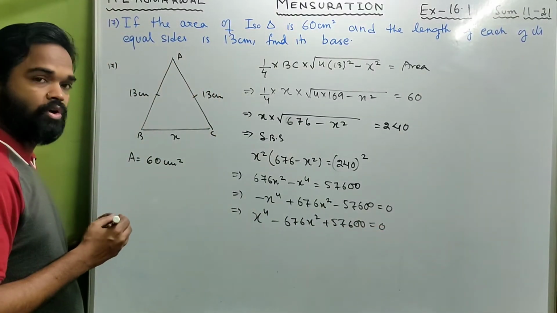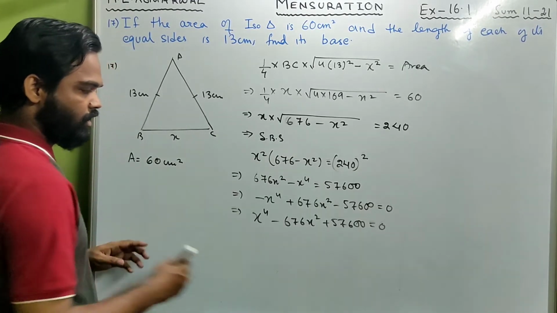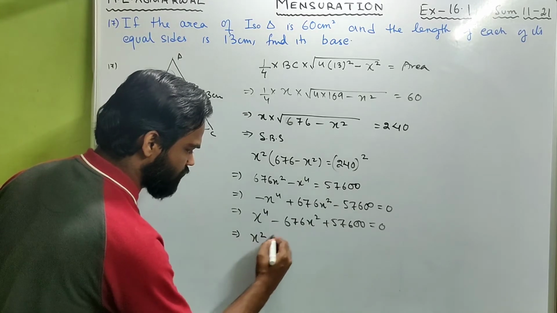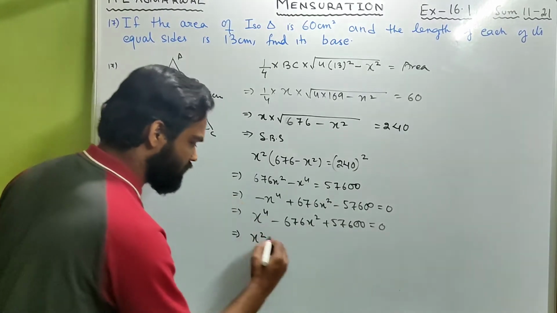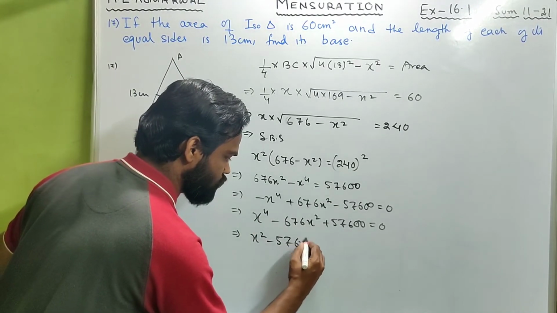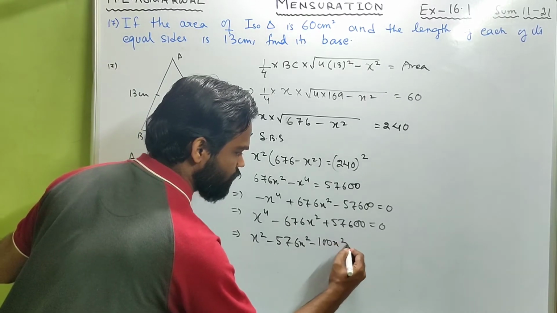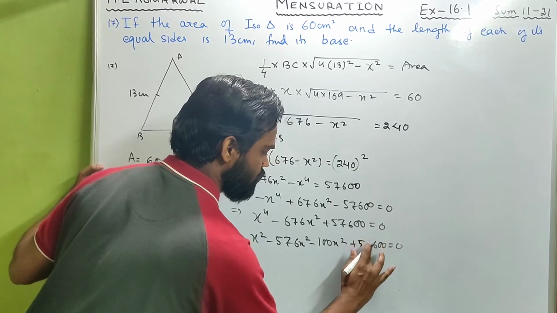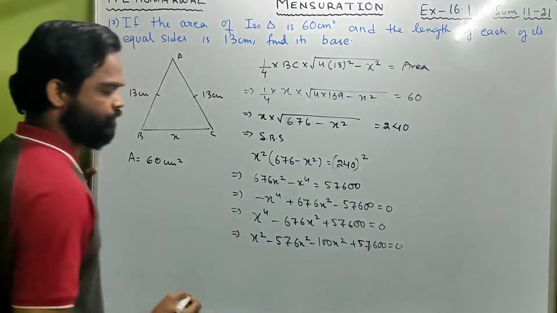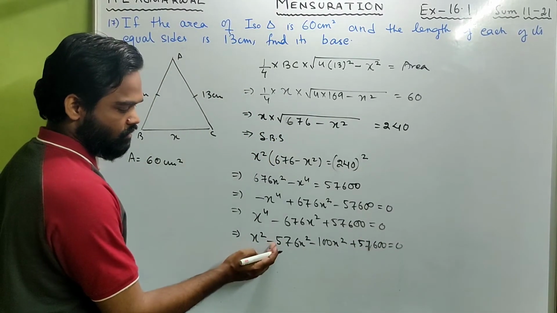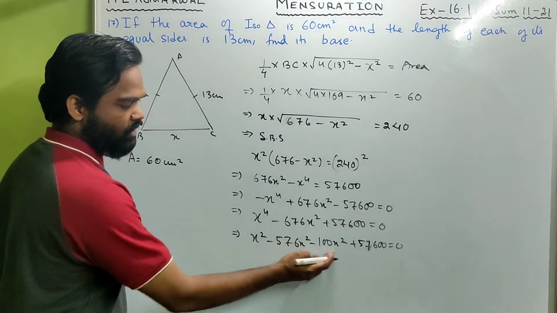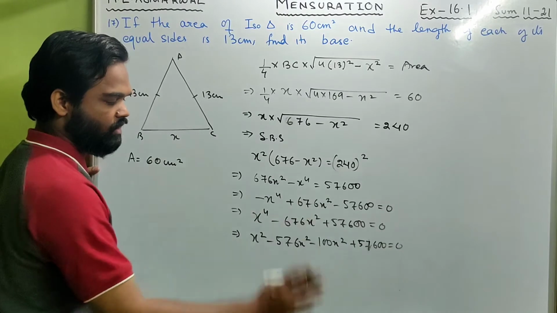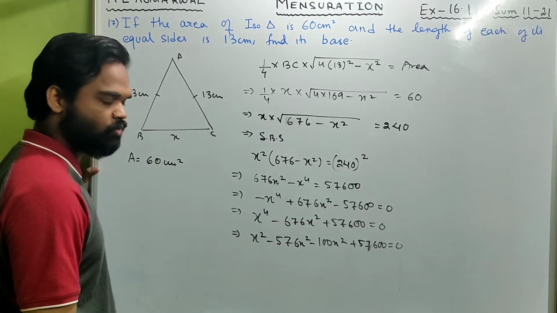Now this we can solve by middle term. How? Just very easy, one step only. See, we can write this as minus 576x square minus 100x square plus 57600 equals 0. Look carefully, because 576 multiplied by 100 gives you 57600. Okay, and when you simplify this, you get minus 676x square.